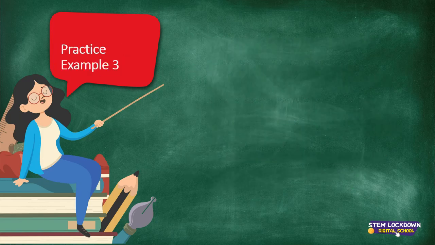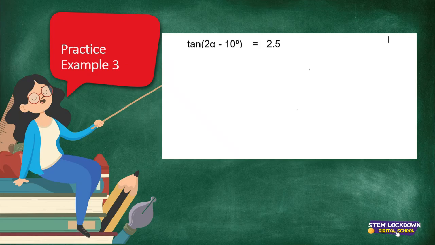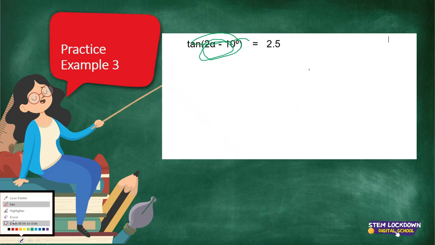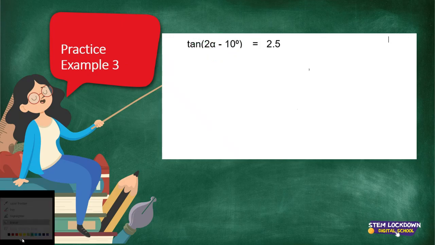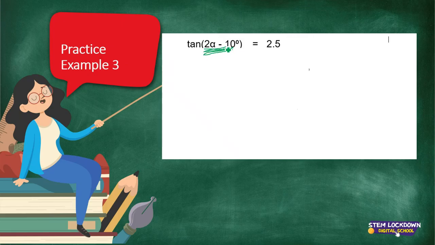So I've put a practice example for us, guys, for this. I've said tan of 2 alpha minus 10 degrees is equal to 2.5. This whole thing here is our angle. I've written that very ugly. This whole thing over here is our angle, right? And we're going to solve. In our calculator, we look for tan to the power of minus 1 of 2.5, and we come out with 68.2. So here, 2 alpha minus 10 degrees is 68.2.